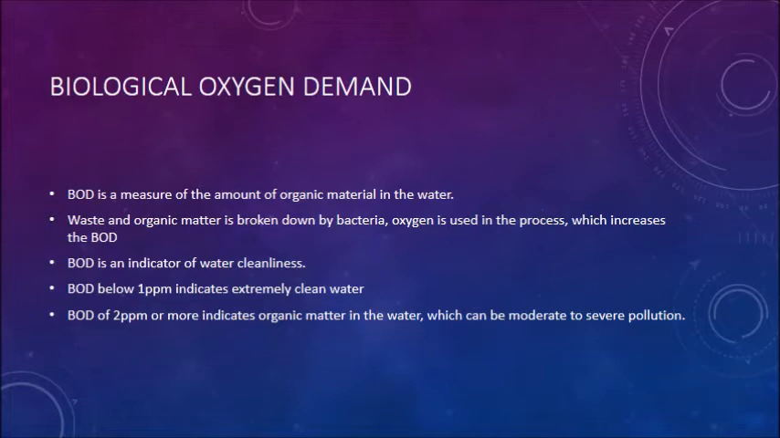So if you have a biological oxygen demand which is below 1 part per million, we're talking about the amount of organic matter, then that indicates extremely clean water. As it increases to 2 parts per million or more, it indicates that there is organic matter in the water, which can be moderate to severe pollution, depending on how high it gets.